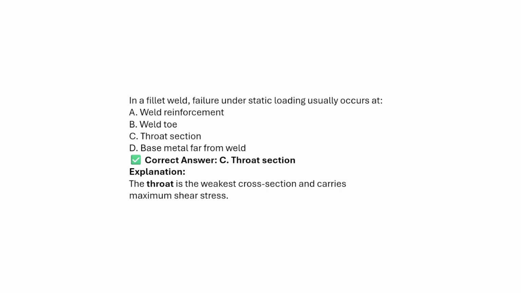In a fillet weld, the failure under the static loading usually occurs at the weld reinforcement, weld toe, throat section, or base metal far from the weld. Correct answer will be the throat section. The throat is the weakest cross section and carries the maximum shear stress.